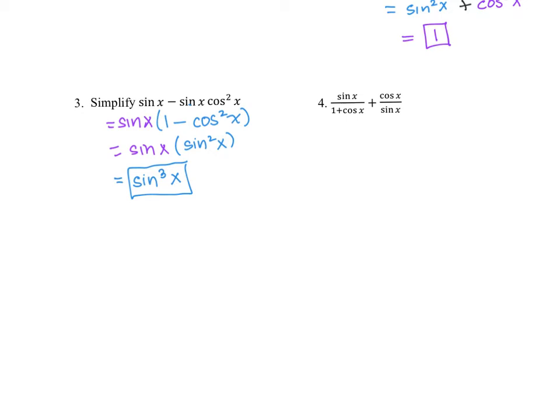Okay, for number 4, let's see, I have 2 fractions. They both have cosine sine, so I need a common denominator. And sometimes it looks worse in order to get better. Okay, so I can see that one fraction has 1 plus cosine x, the other one has sine x. I want to make them match. So I'm going to multiply the first fraction by sine x over sine x. And the second fraction, I'm going to multiply by 1 plus cosine x because I want them to have a common denominator.